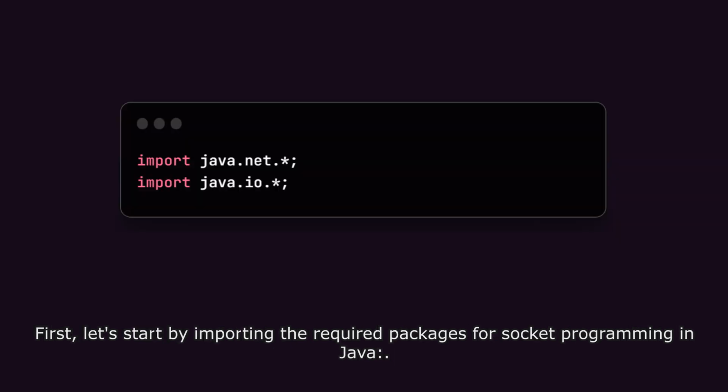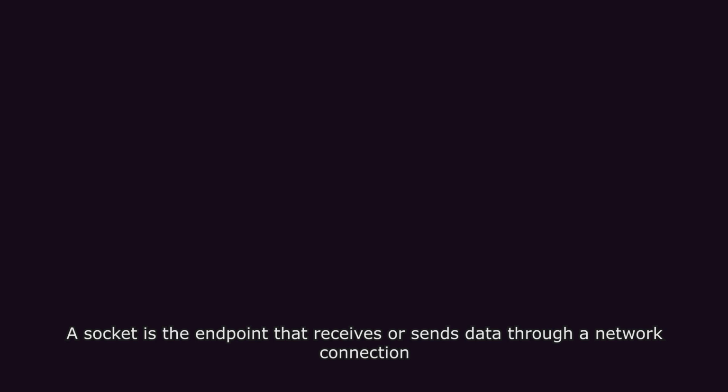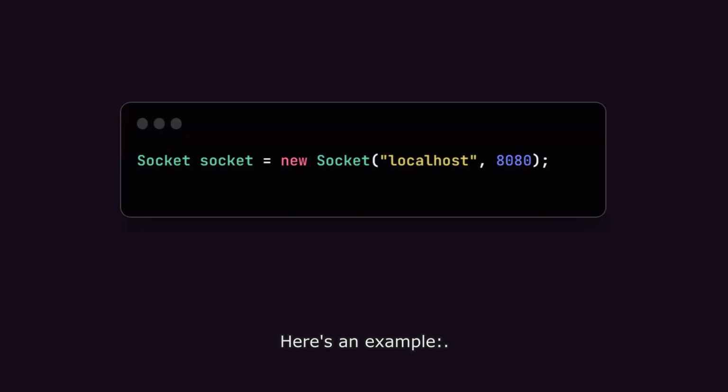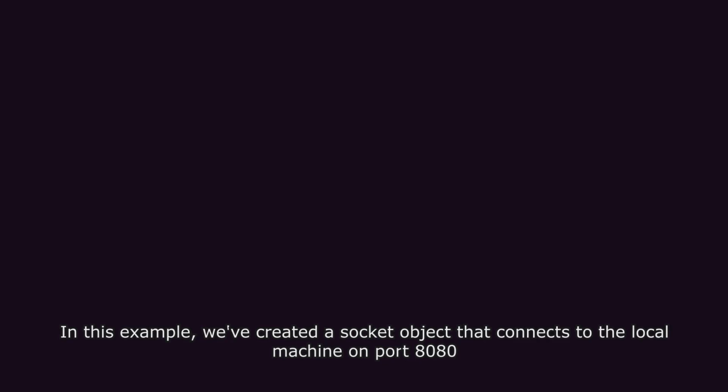First, let's start by importing the required packages for socket programming in Java. A socket is the endpoint that receives or sends data through a network connection. To create a socket in Java, you can use the socket constructor. Here's an example. In this example, we've created a socket object that connects to the local machine on port 8080.